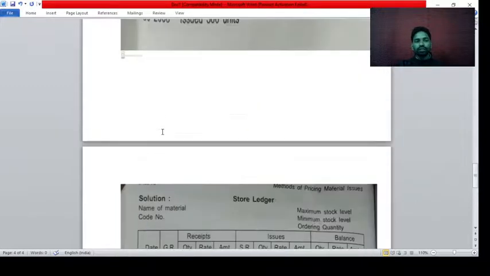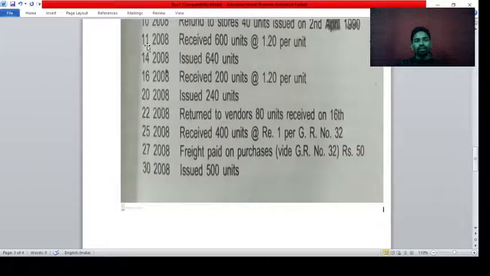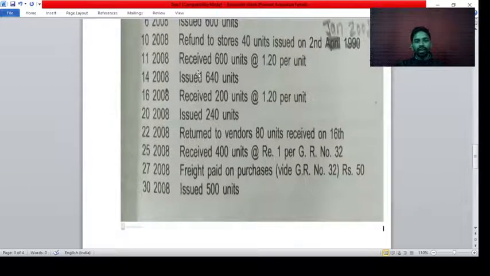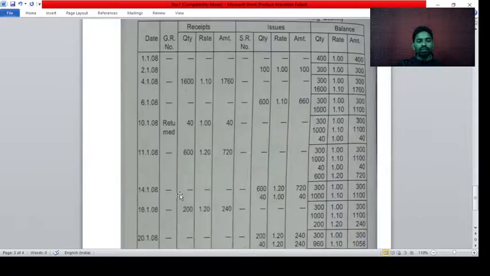Okay, so next, on the next day, just see, on 11th January 2008 received 600 units at 1.20 per unit. Okay, so again they purchased on 11th January. Okay, now see, on 11th January 2008 again it's purchased how many units? Quantity 600 at rupees 1.20, the total amount is 720.